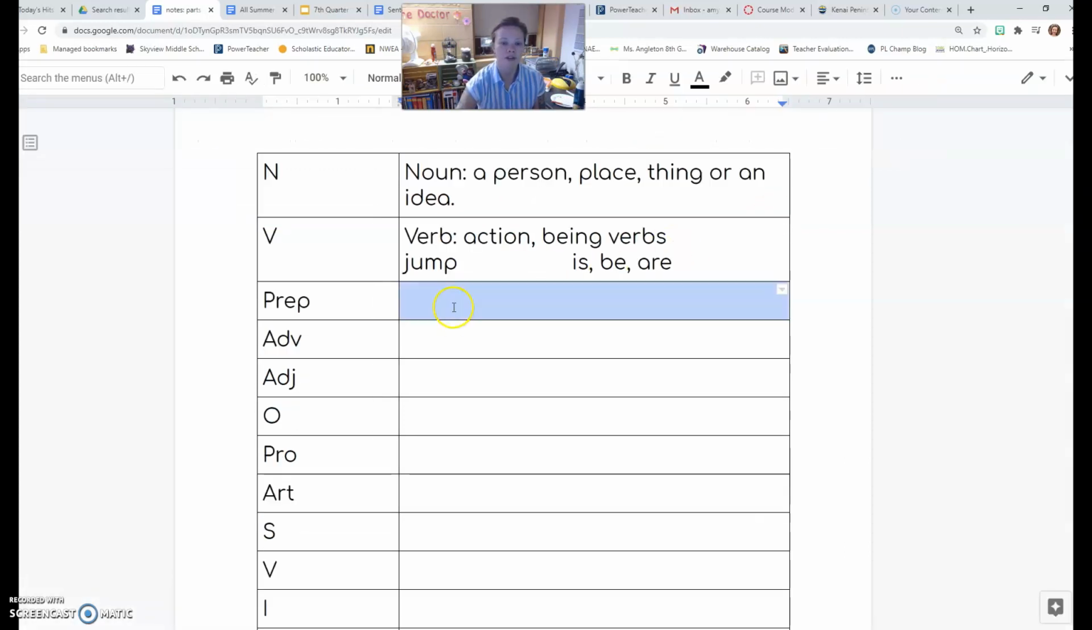And if you haven't already, you need to be following along and taking notes in your notebook as well, what I'm doing. So you'd write down N on the left-hand side and then the definition on the right-hand side. PRP means preposition. Preposition is something that shows relationship between two nouns. So you have to have two nouns, two things that we're talking about. And then it shows relationship between them.